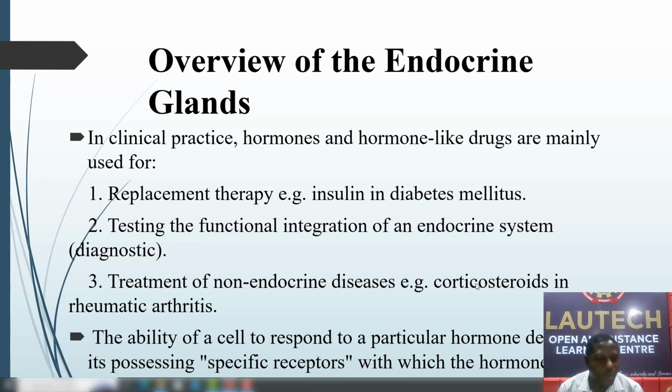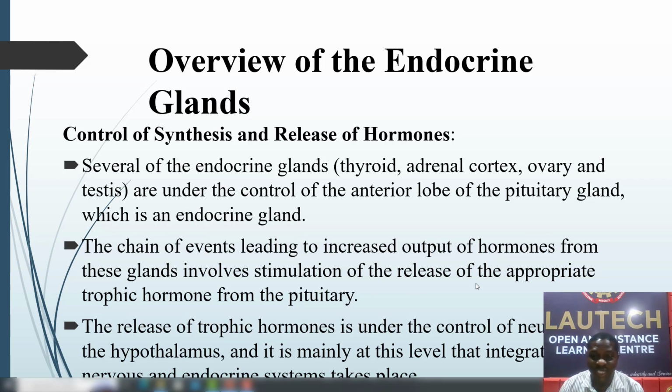So non-endocrine disease. So the ability of a cell to respond to a particular hormone depends on its possessing specific receptors. Take note of that. Hormones or endocrine secretion doesn't act without having a specific receptor. Each of the hormones that you can mention, they have their specific receptors. So the ability of the cells to respond to a particular hormone depends on it possessing specific receptors with which the hormones interact. So without the receptors, the hormone will not have any effect.